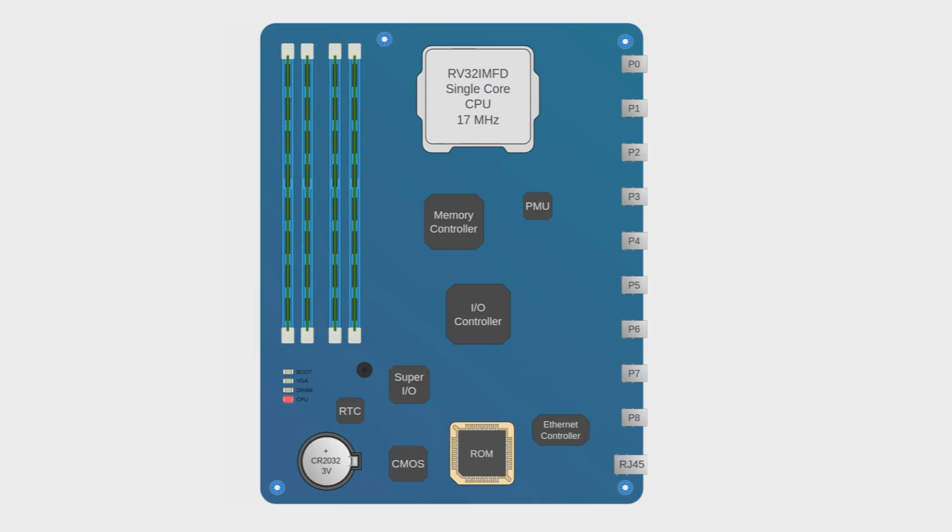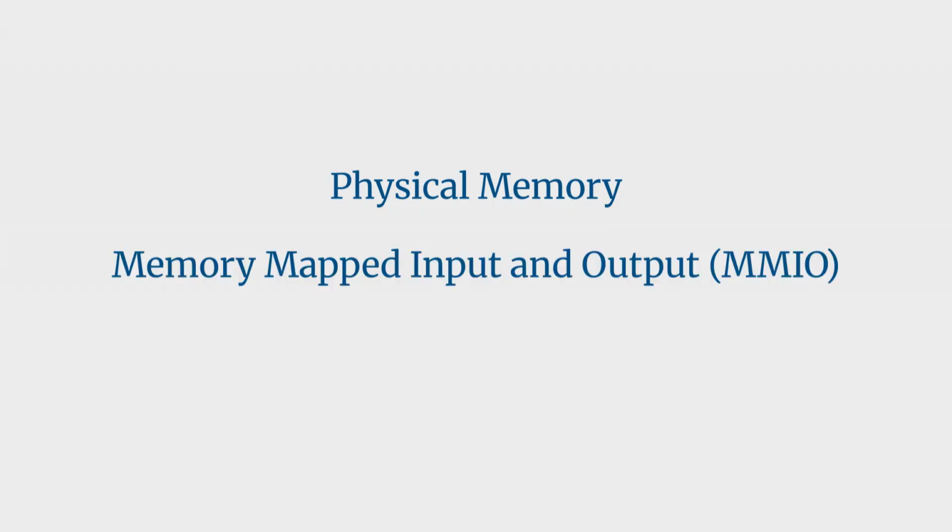A motherboard has many different hardware components that the CPU needs to interact with. Typically, there is also a number of external devices that the CPU needs to communicate with as well. To learn how this works, we're going to refine our knowledge of what physical memory is, as well as introduce the concept of memory mapped input and output.